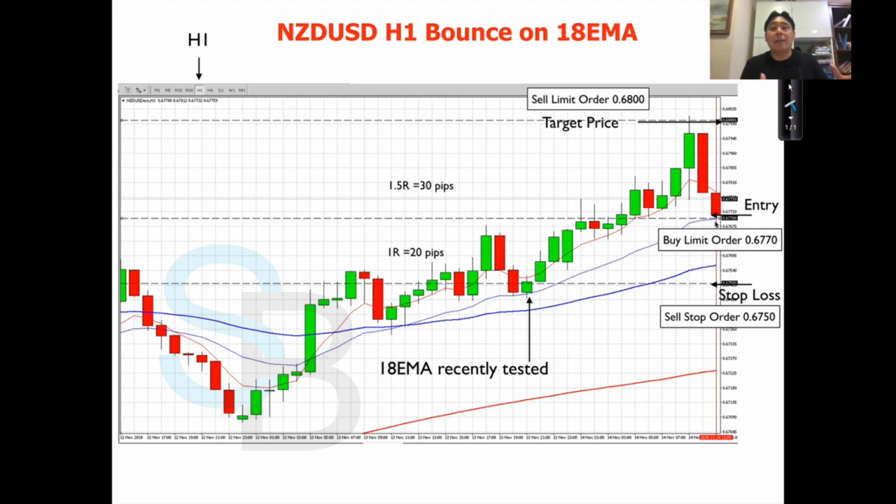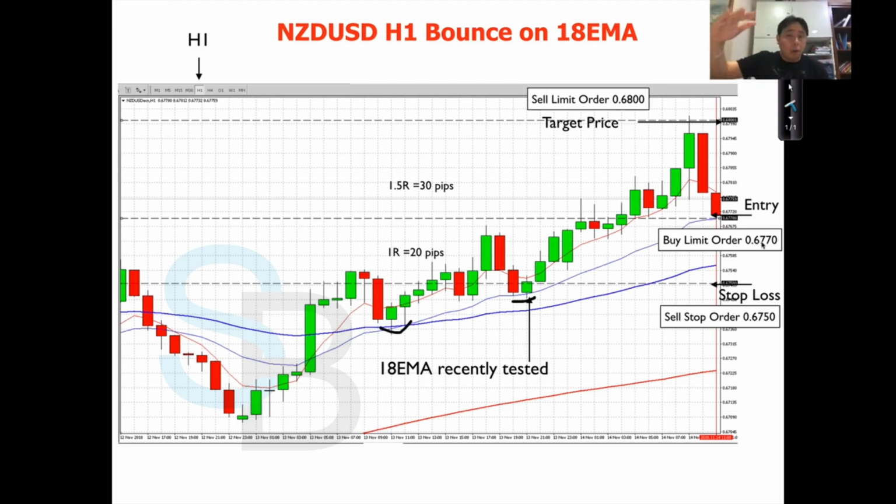Again, check. Has it been tested before recently? Going back, I can see the 18 EMA was tested before. Again, one test is good enough and I'm confident that it's going to bounce off that. So what do I do? I put my buy order ready to be triggered once it comes down. So my buy order is right at the 18 EMA at 6770.